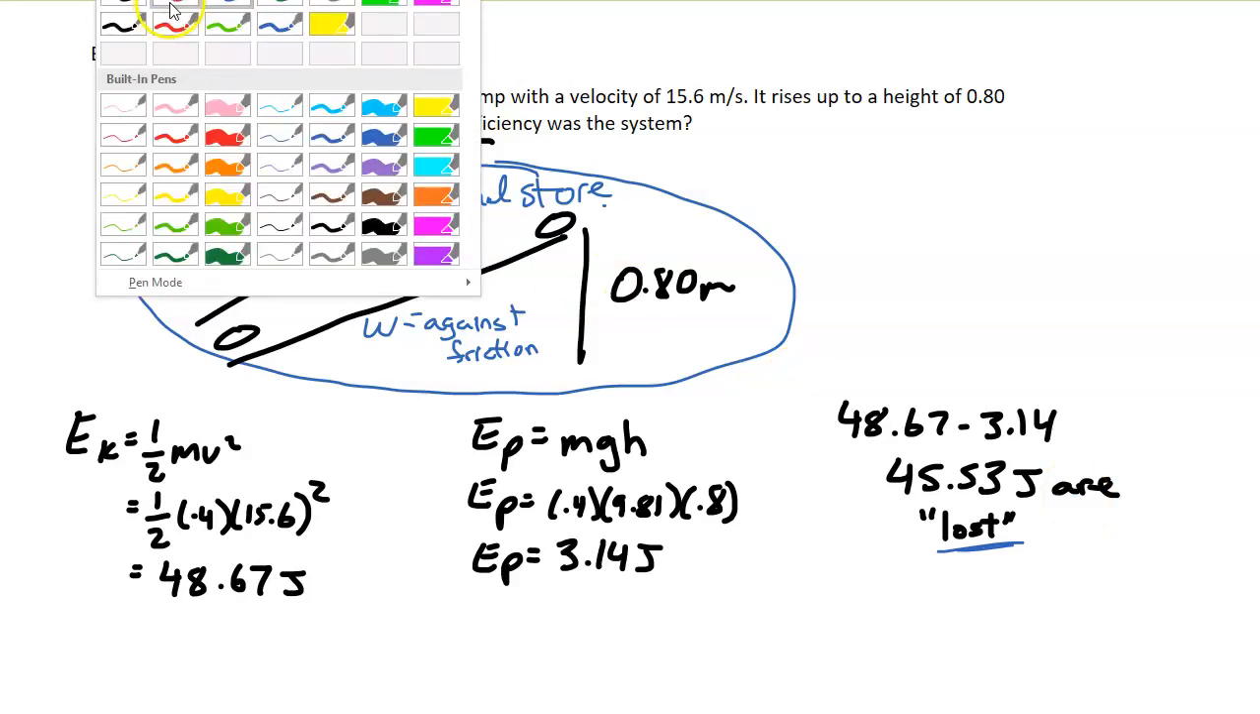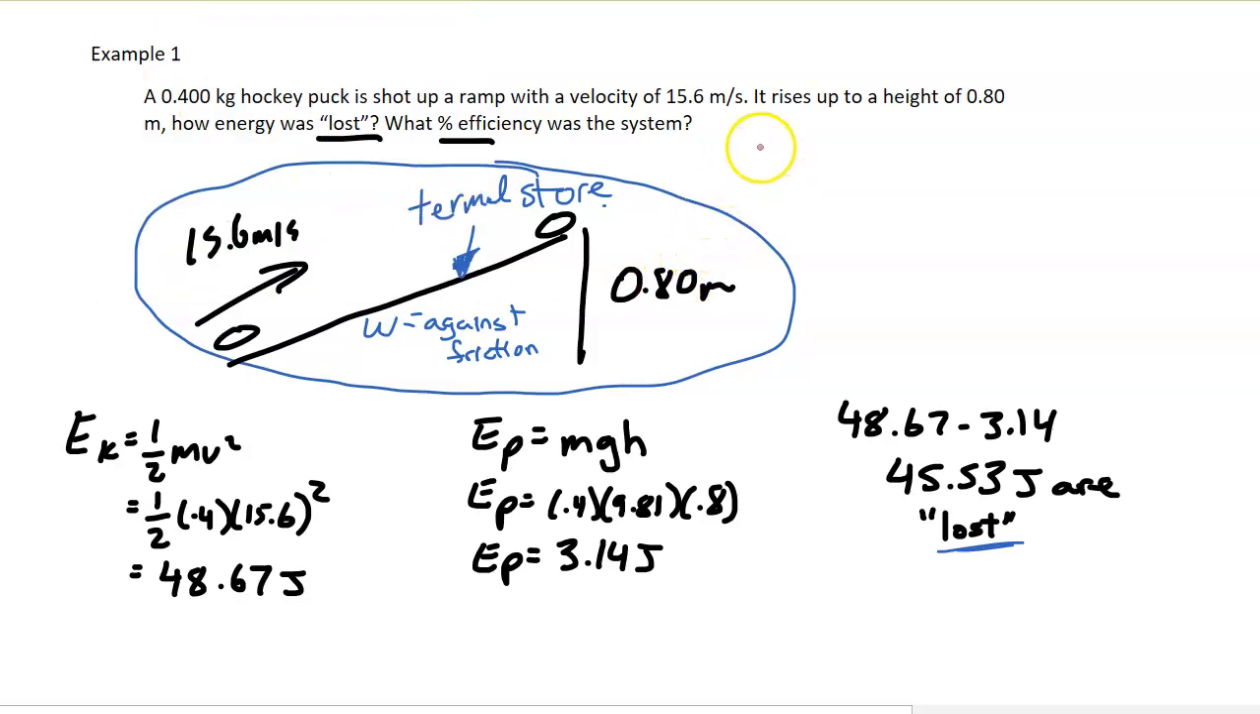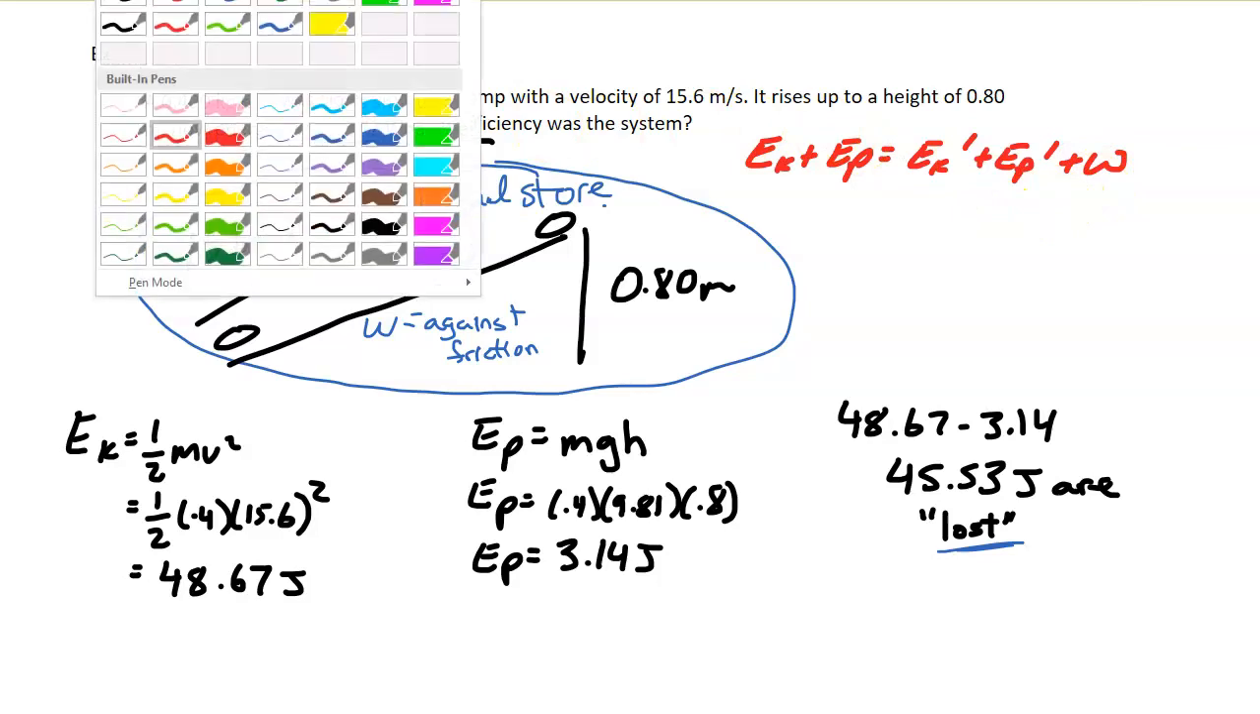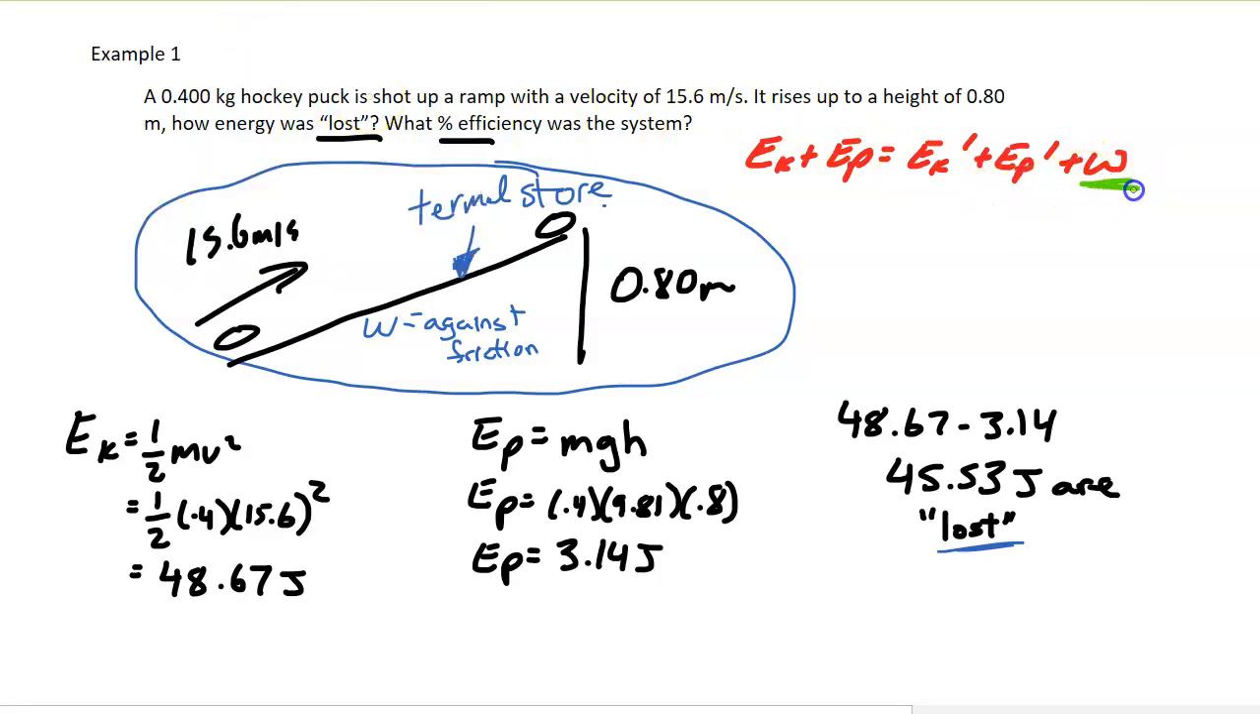Sometimes you see the formula look like this, which is very similar to what we've done before. Where this W is just the work against friction or lost energy, and again putting that in quotations because it's not really disappeared. It's just that we can't account for it within our particular accounting system of kinetic and potential energy.